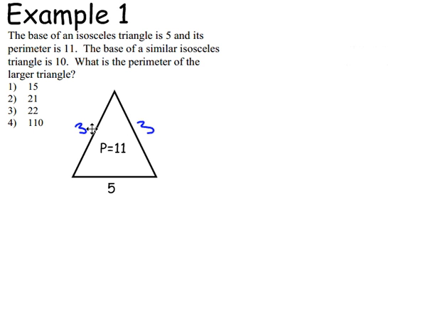How did I get 3 and 3? Well, these two sides have to be equal because the triangle is isosceles. Isosceles triangles have two equal sides. So they have to be equal, and then together with 5, they have to add up to 11. So it's 3 and 3.